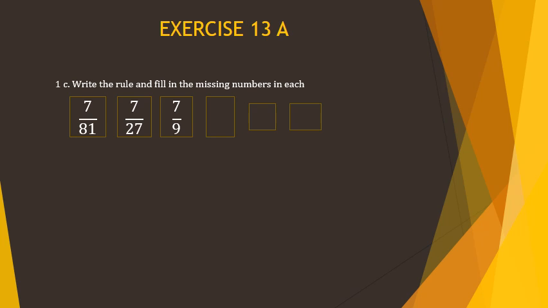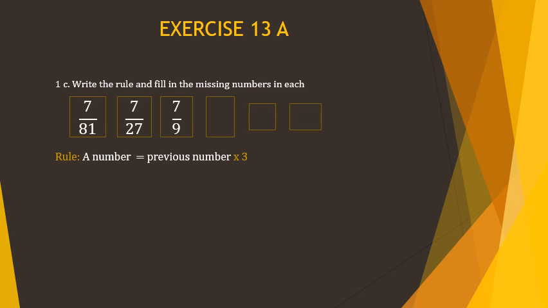So children, you can see that the numerator remains the same but the denominator is decreasing, which means the value of the fraction is increasing. That is, the value of the numbers in this pattern is increasing. So what is the rule? Well, the rule is: a number is equal to the previous number multiplied by 3.